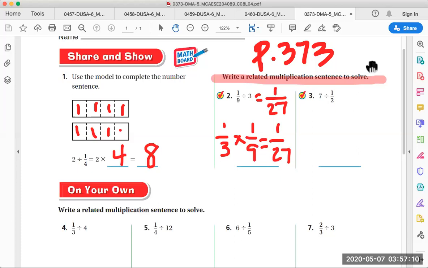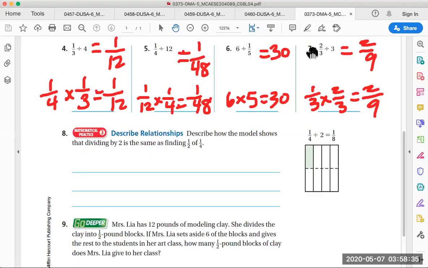Okay, 7 divided by 1/2. If you counted the number of 1/2s in 7, you would get 14, which is the same as 7 times 2. Okay, all right. What I would like you to do now is to pause the video, do number 4 through 7, and then come back and check your answers. All right, take a look at what I've written and see if it matches what you wrote.